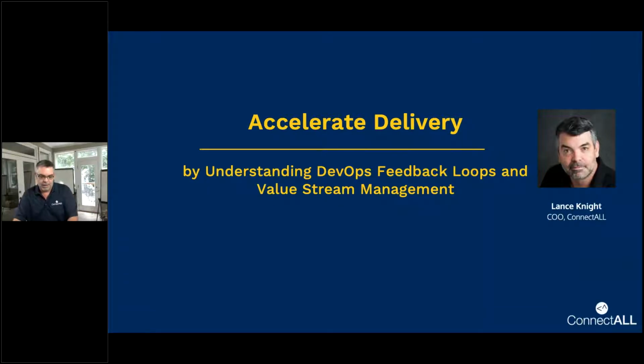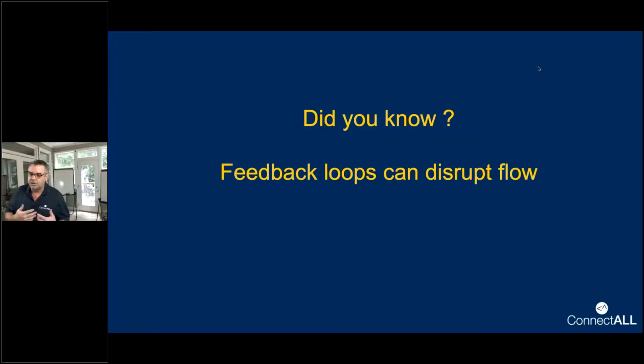Well, great. Thanks, everybody. I want to go through feedback loops and things like that. But one of the things I wanted to start off by saying right away is, did you know that feedback loops can disrupt your flow in software delivery? They actually can slow you down. By not understanding them and mapping them, they can impede your velocity. But on the other hand, if you do understand them and you implement them, they can improve velocity as well.